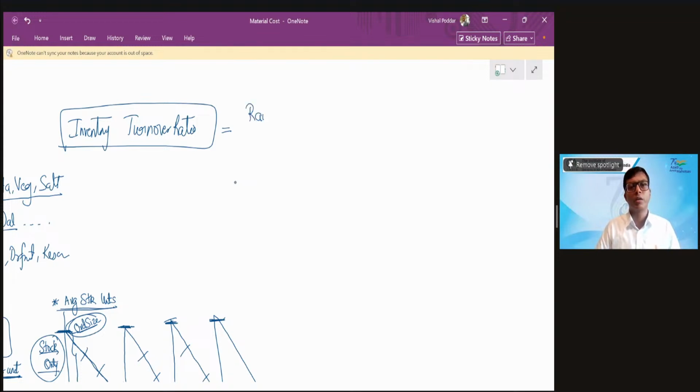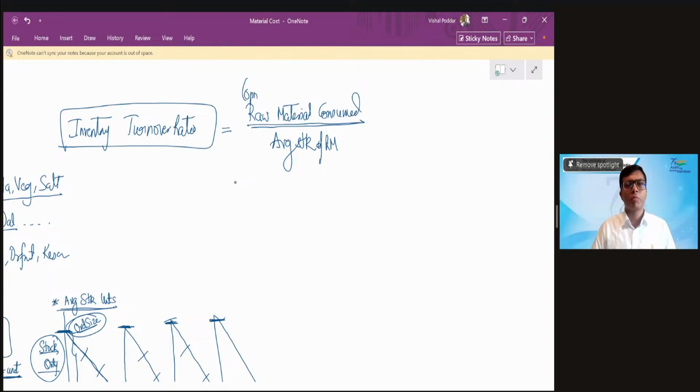In the numerator, you take raw material consumed, and in the denominator, you take average stock, obviously of raw material. Now, how do we find out raw material consumed? I'm sure you all would be knowing this formula: opening stock of raw material plus purchases minus closing stock. This gives you raw material consumed. And how do you find out average stock? Taking the same opening and closing, that is, opening stock of raw material plus closing stock of raw material upon 2, you get average stock.